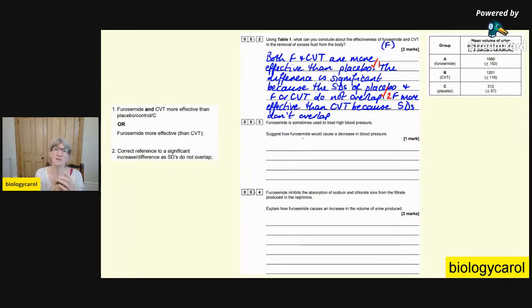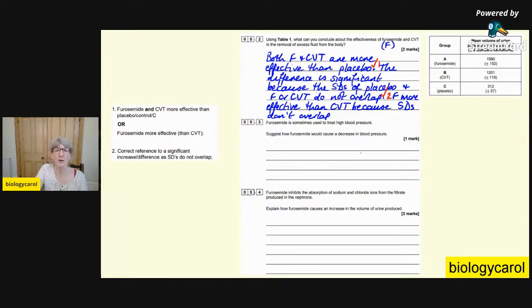And that, of course, I'm kind of saying to you, stop the video, read the question. But of course, I'm having to speak it all out because this has been happening in real time. Diuretics sometimes treat high blood pressure. How would it cause a decrease? Well, if you're weeing a lot, you're removing water from your body, i.e.